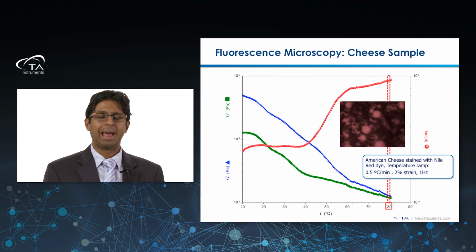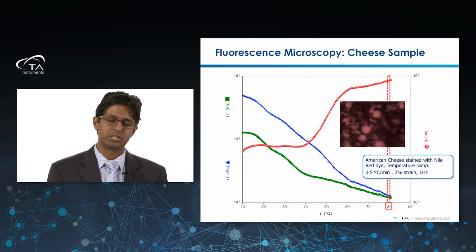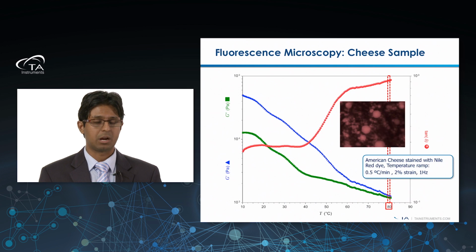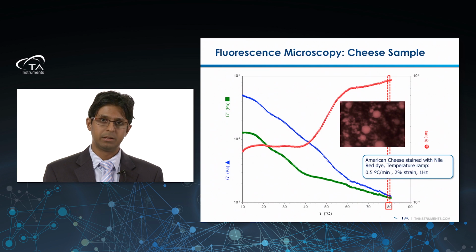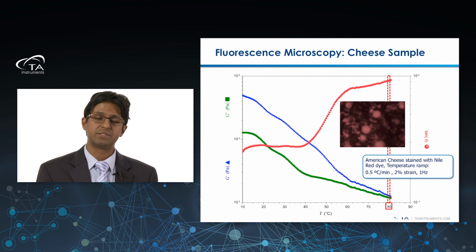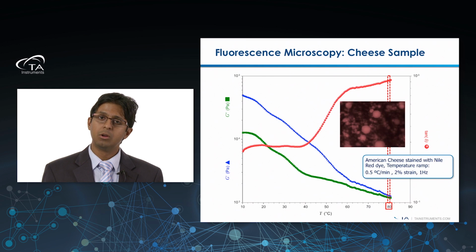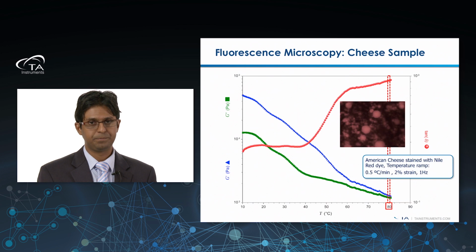But then at about 80 degrees Celsius, right at the point at which the sample's storage and loss moduli start to cross over, we see that the lipid domains in the sample have gotten fairly large, and the aqueous continuous phase is really dark, meaning all of the lipid domains have started to coalesce together, which is why you're able to see the presence of these red globules inside the sample.